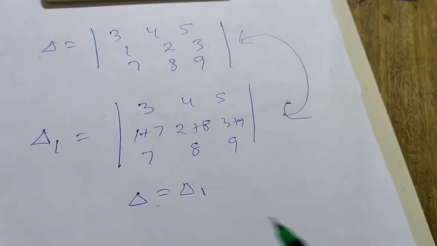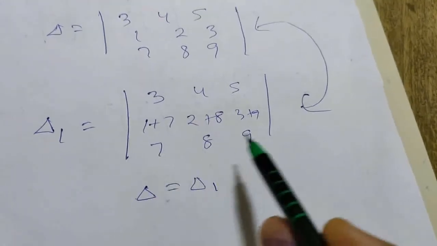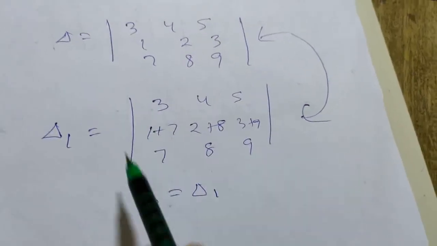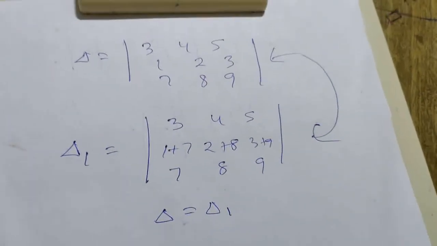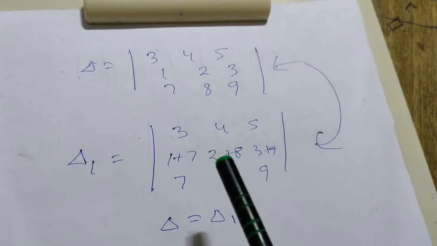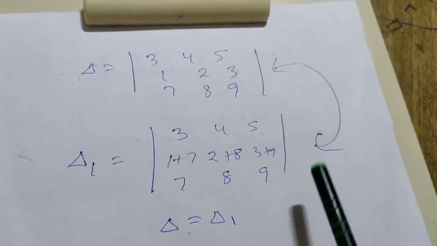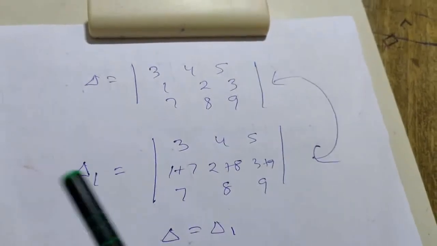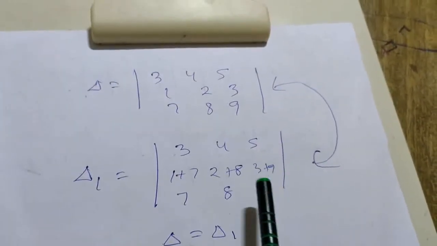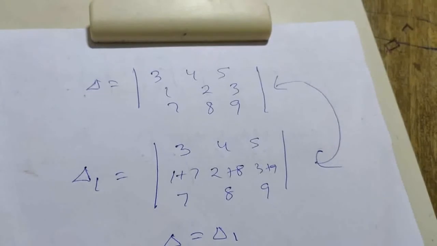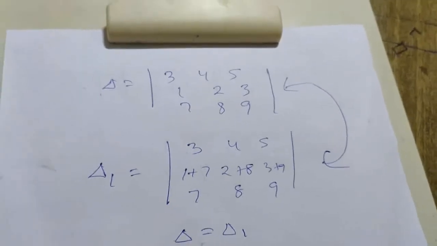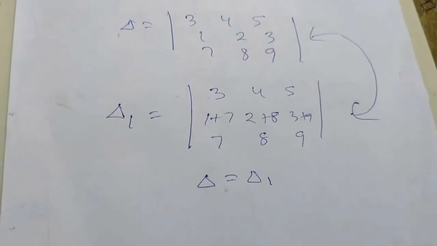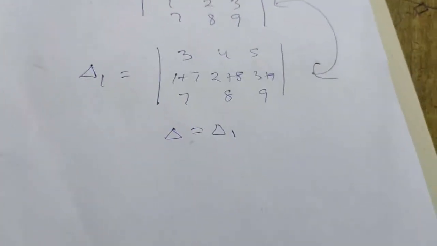Similarly, even if you multiply R3 by 2 or 3 and add it to R1, then also the value of the determinant will not change. So if we add or subtract any two rows, or in one row or one column we add a multiple of the other, or even subtract a multiple of the other, then also the value of the determinant will not change. So this is property number 6. Remember all these properties, they are very important.